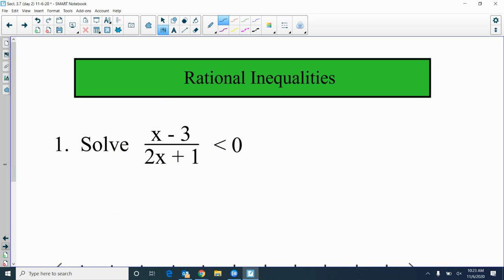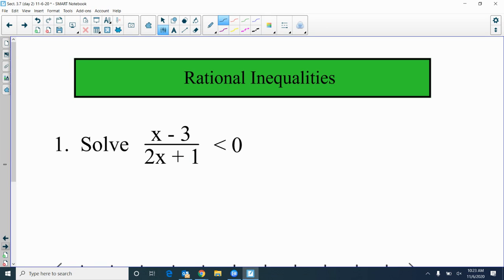We want to know when the top is 0 because that'll be your x-intercepts. What happens when the bottom's 0? Think of the graph. We get what? Vertical asymptote. It doesn't exist there. So to the left of the vertical asymptote and to the right of the vertical asymptote, it has to be positive or negative. So we need to know where the numerator is 0 and where the denominator is 0, and then we do our sign chart.